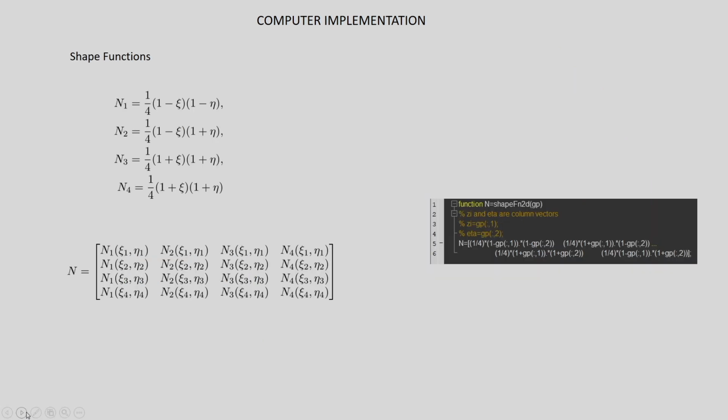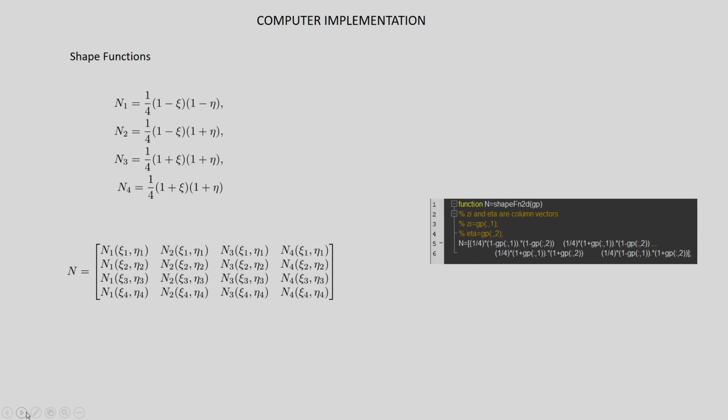Next, let us see how we have stored the shape functions, because we have to evaluate the stiffness entries and the force vector entries. So, we have to evaluate the shape functions at the Gauss points, and we have to evaluate the gradient of the shape functions at the Gauss points.